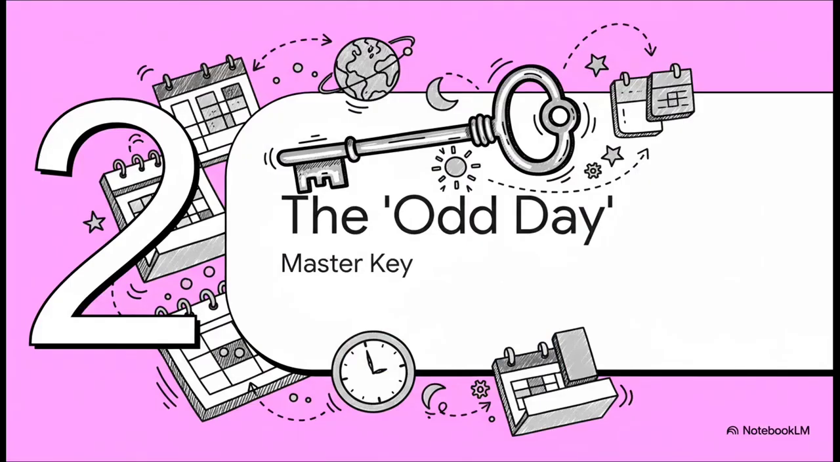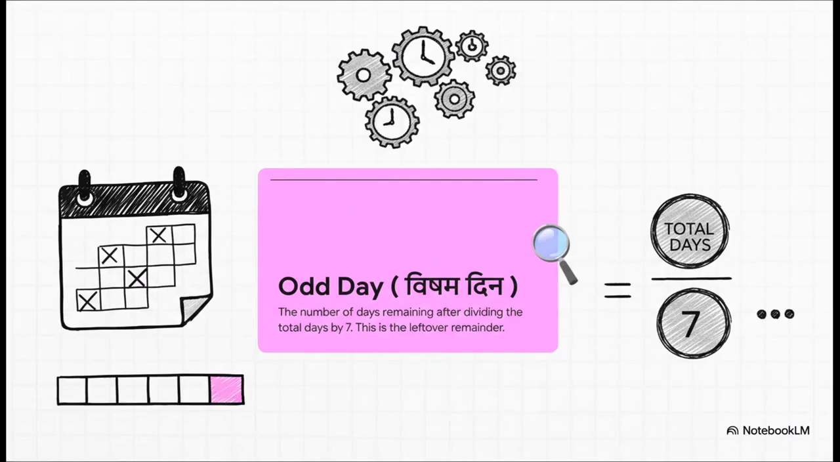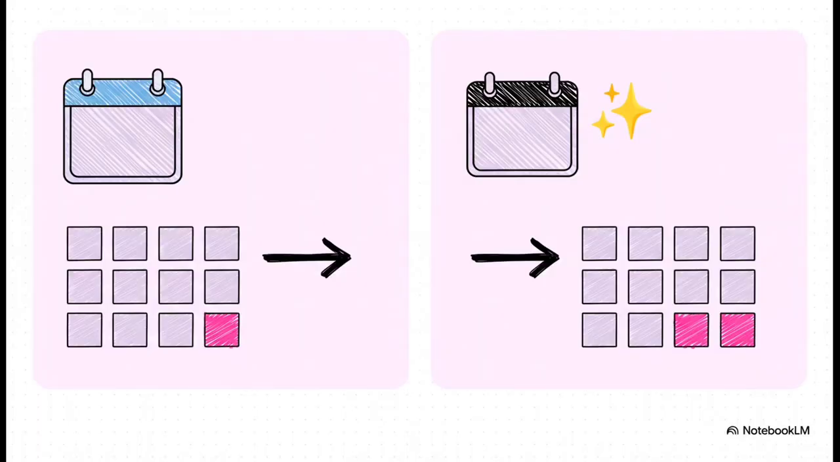All right, you've got the leap year rule down. Now get ready for the master key. I'm telling you, this one simple idea unlocks pretty much every calendar calculation you can think of. It's called an odd day. And I know, it sounds a little weird, but stick with me. It's so simple. You just take any bunch of days, divide by 7, and whatever's left over, the remainder, that's your number of odd days. It's literally just the leftover days that don't make a full week. That's all it is.